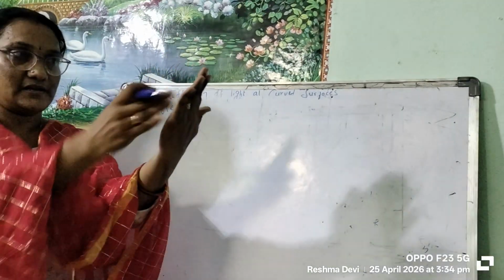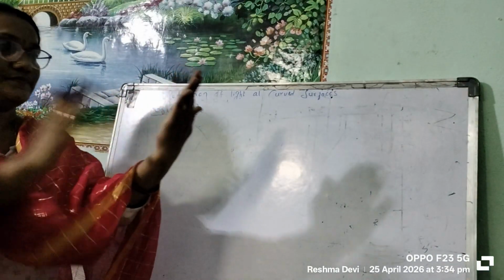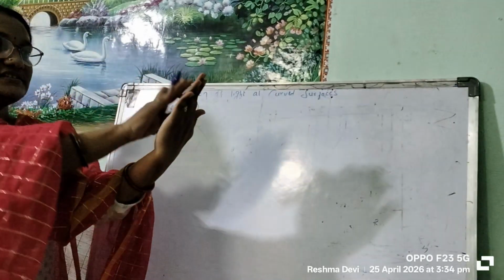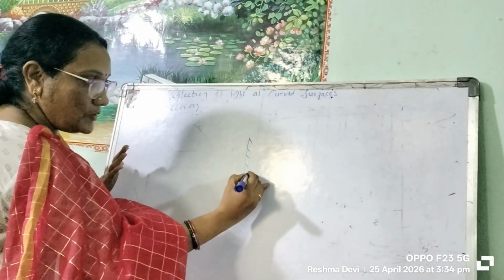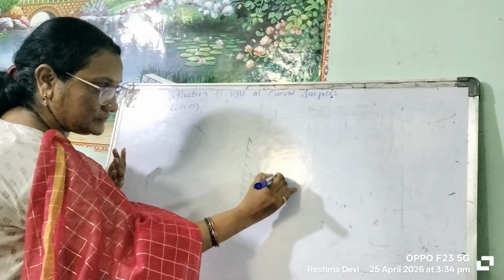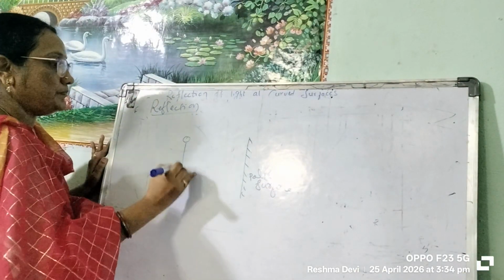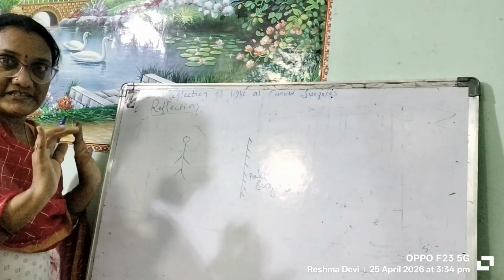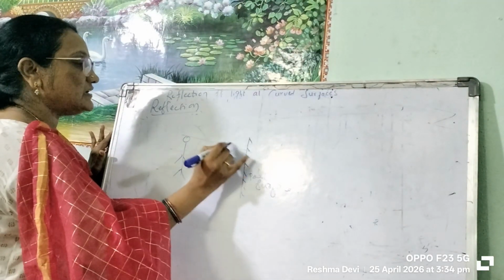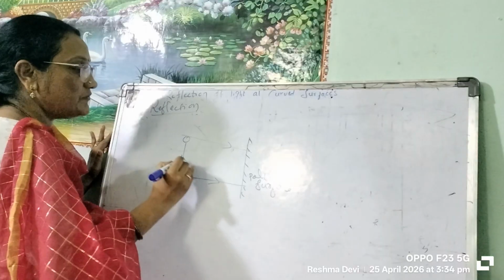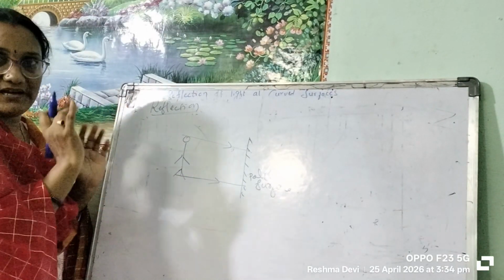Now, if this is the mirror, this is the polished surface. This is the reflecting surface. The light from me will be incident. Okay, I will draw here. Polished surface. Now here, a person is standing. Now, the light from this person will go and be incident on the mirror.